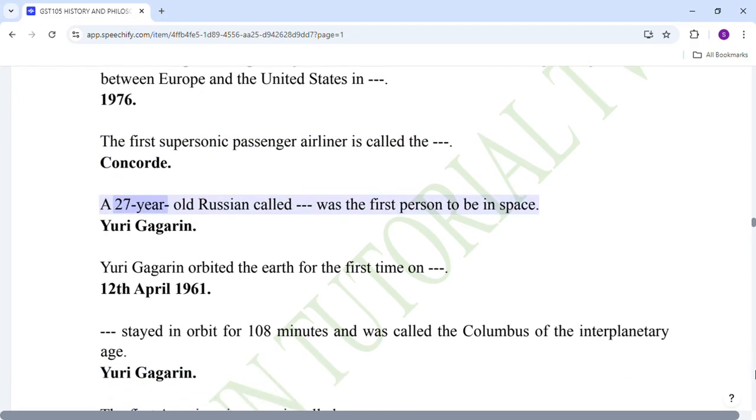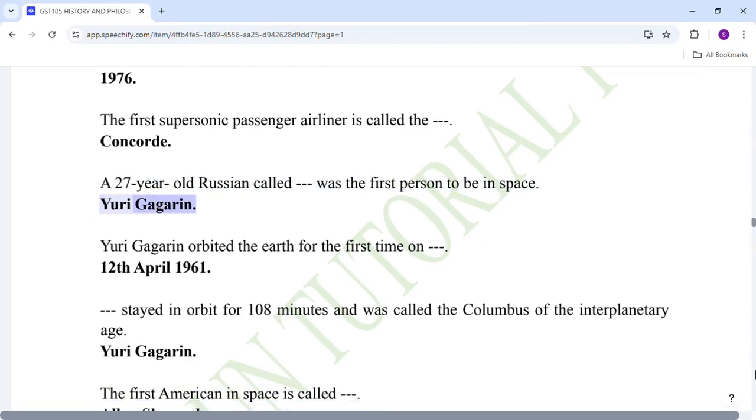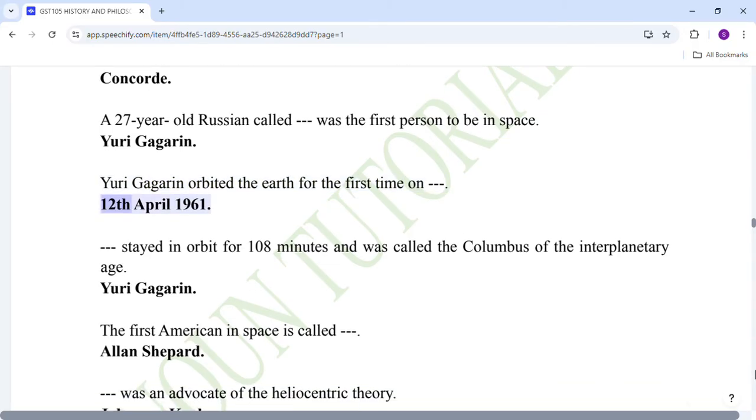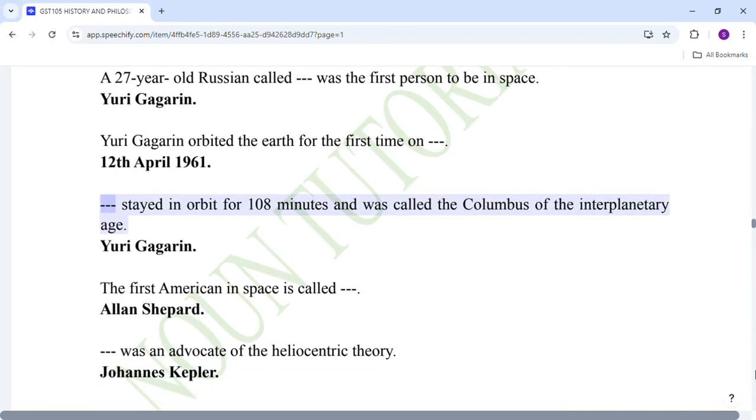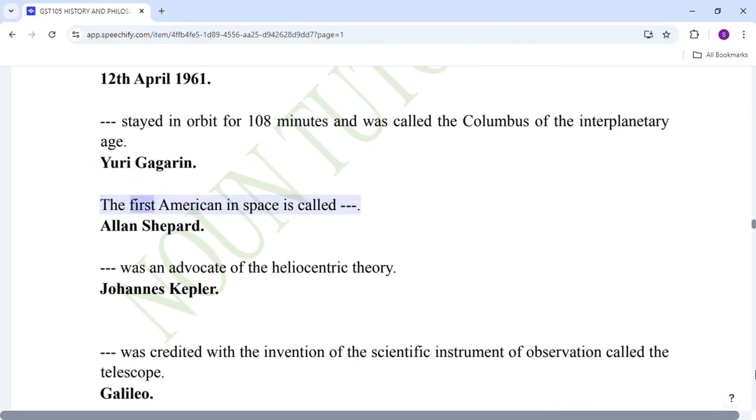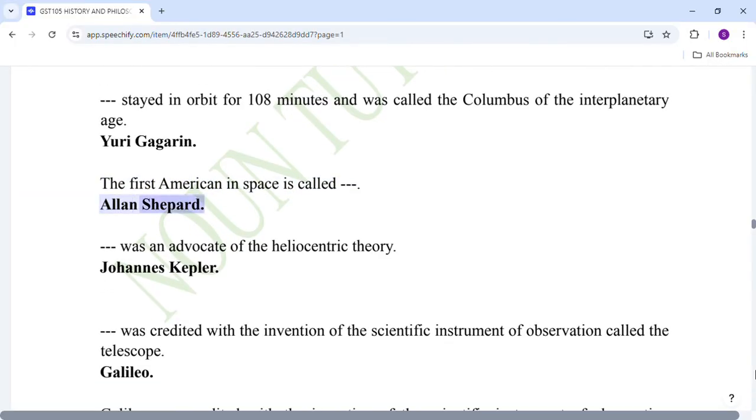A 27-year-old Russian called Yuri Gagarin was the first person to be in space. Yuri Gagarin orbited the Earth for the first time on April 12, 1961. He stayed in orbit for 108 minutes and was called the Columbus of the interplanetary age. The first American in space is called Alan Shepard.